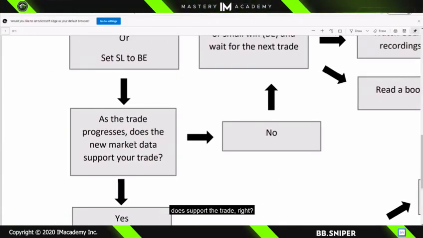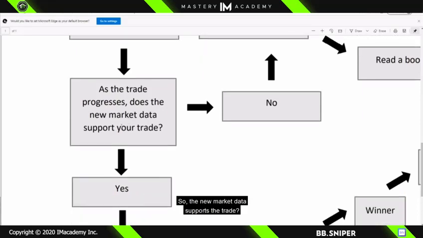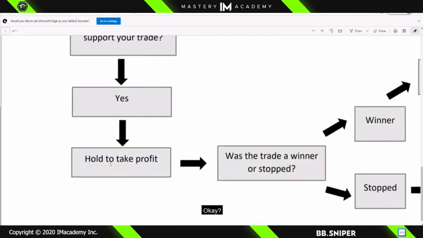Now, assuming that the market data does support the trade, the market's really going in our favor. Say we're in a long position, and the market keeps going higher and higher and higher. Well, that's great. So does the new market data support the trade? Yes, it does. Okay. Hold to take profit.